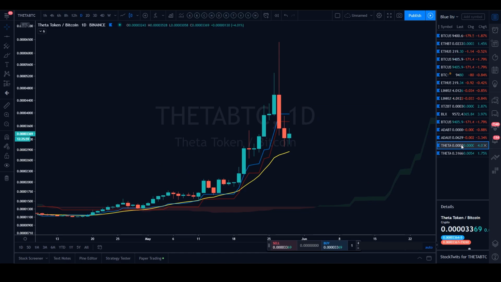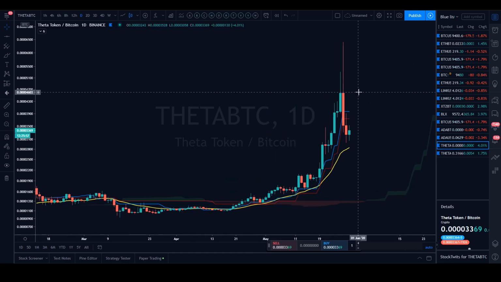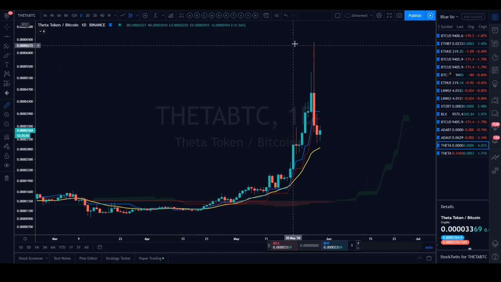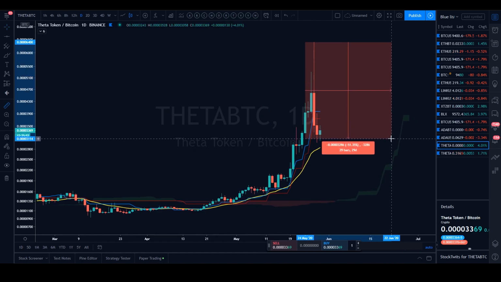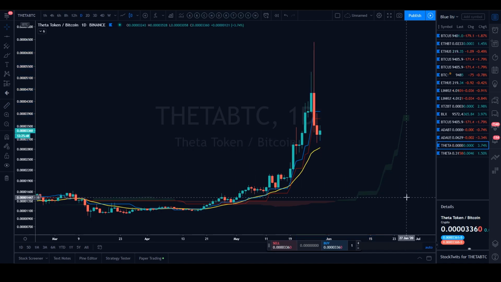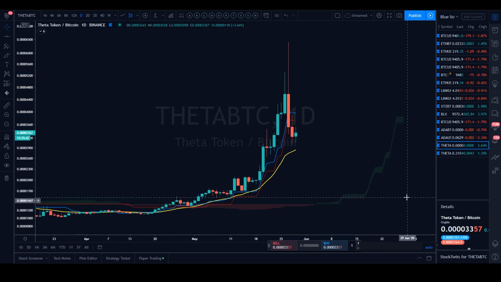And man, wow. Okay, that was a massive sell-off. What was that? Holy shoot. It's 53% to the downside. Oh God. Okay. And that's the thing with coins like Theta. I mean, it's very, very volatile. Does that make it bad? No, that makes it extremely good.